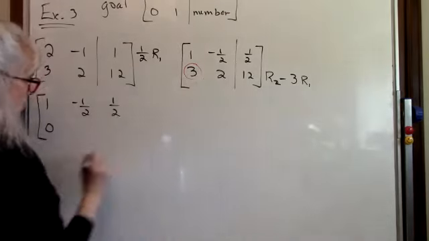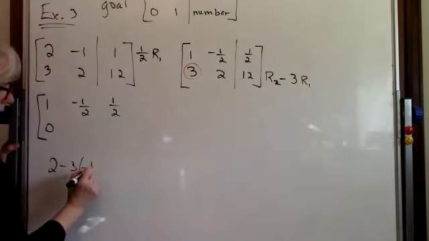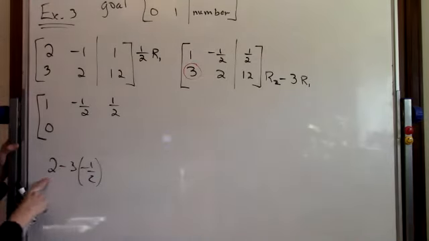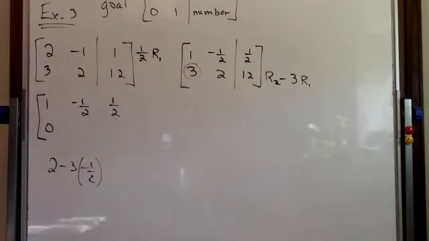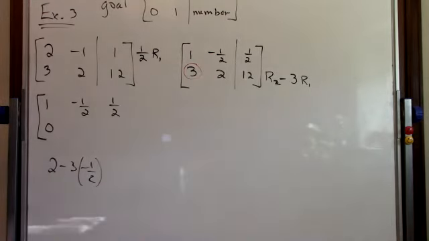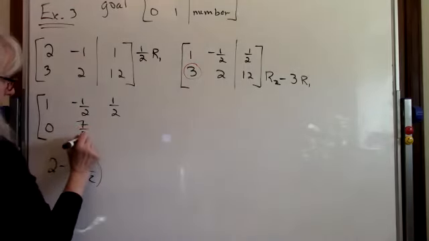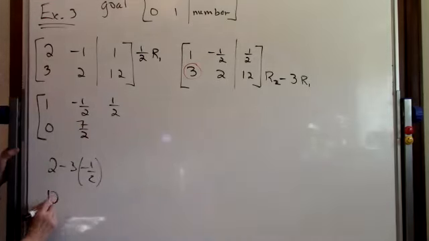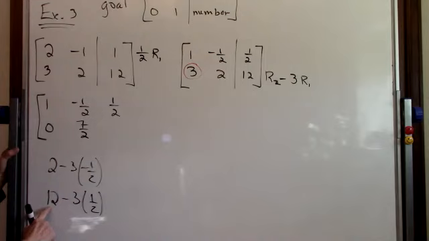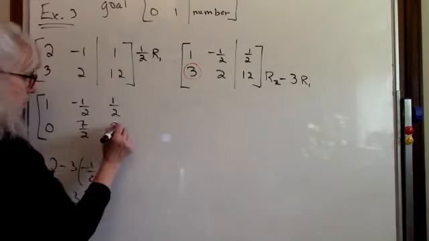I now have 2 minus 3 times the negative 1/2. Well, that would be a positive 3/2 plus 2/2, which is 4/2. So that's going to give us what? That's going to give us 7/2. We have 12 minus 3 times a positive 1/2. So that's 3/2 again. 12 would be 24/2 minus 3/2. It's going to give us 21/2.